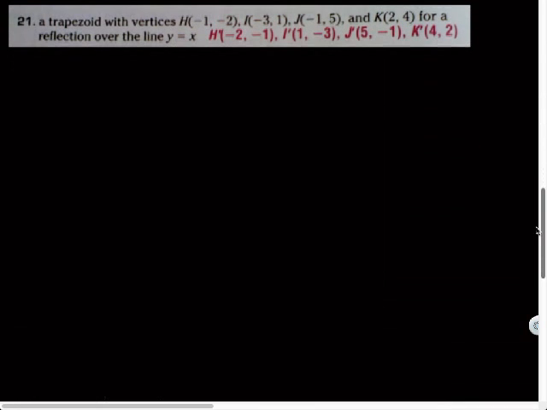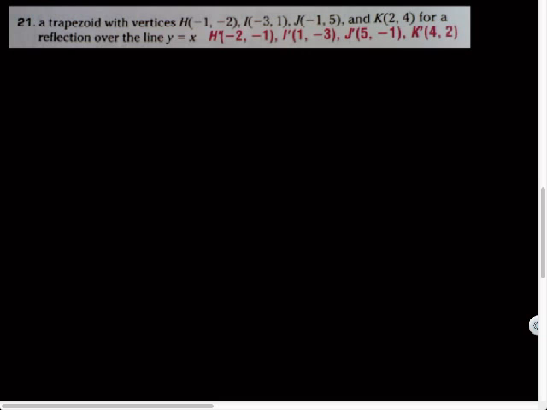Here's 21. A trapezoid with vertices negative 1, negative 3, 1, negative 1, 5, and 2, 4. Once again, for my vertex matrices, they could have any number of columns depending on the number of points I'm representing, but the number of rows is 2 if I'm working in 2 dimensions. So X is the top row, Y is the second row.